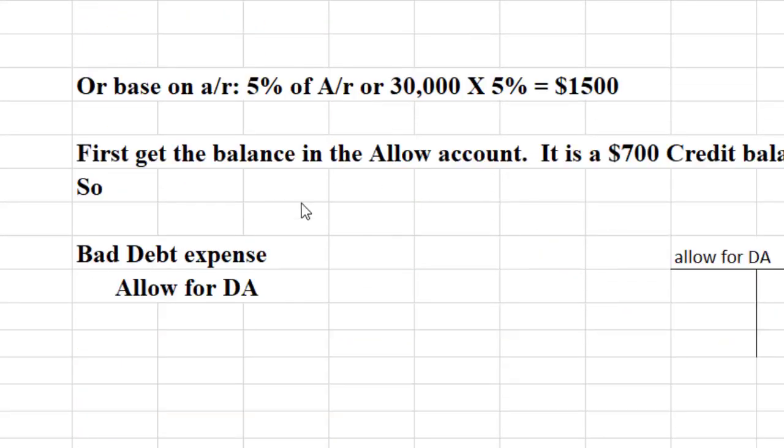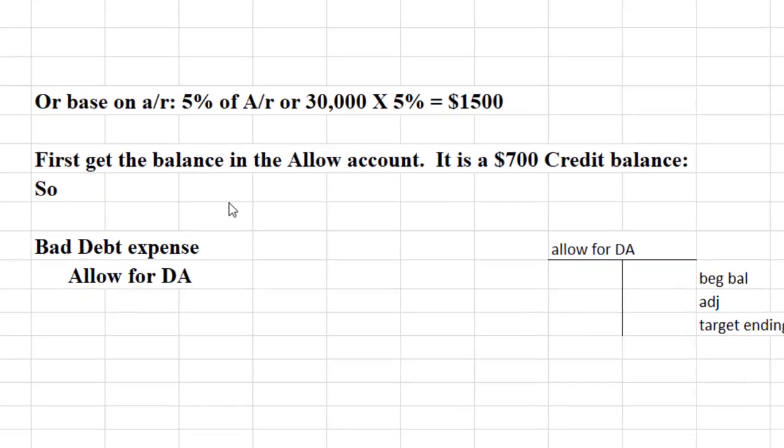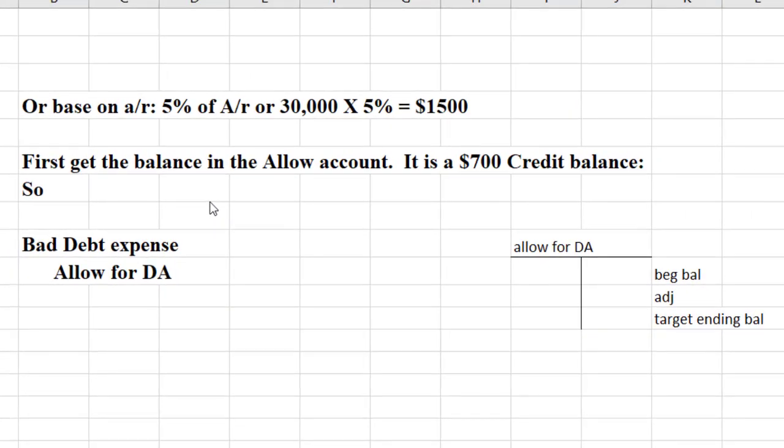However, another method is to use accounts receivable as your basis for your estimate. Now, you got to be careful because this is significantly different from the first method. In other words, let's say we estimate 5% of our receivables, and our receivables being $30,000, that would give us $1,500. You don't just jump in and put $1,500 and $1,500. That would be a big no-no. That's not what you do. What the $1,500 represents is the targeted ending balance in your allowance for doubtful accounts.